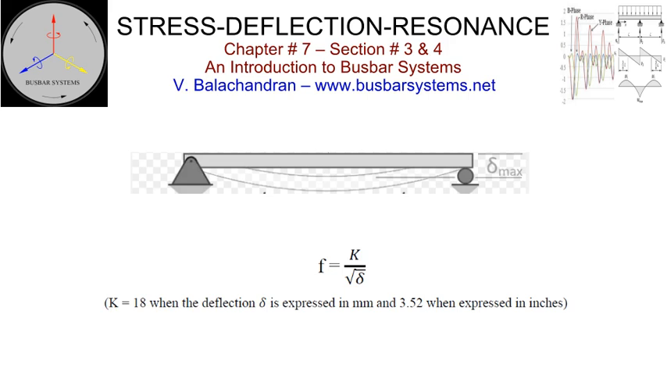If delta is the deflection in the middle of the span due to its own uniformly distributed load, then as a thumb rule, for any given structure, the natural frequency of vibration in cycles per second as a function of deflection delta in millimeters is given by the equation. The natural frequency equals a constant k, divided by square root of delta. K equals 18, when the deflection delta is expressed in millimeters. K equals 3.52, when the deflection delta is expressed in inches.